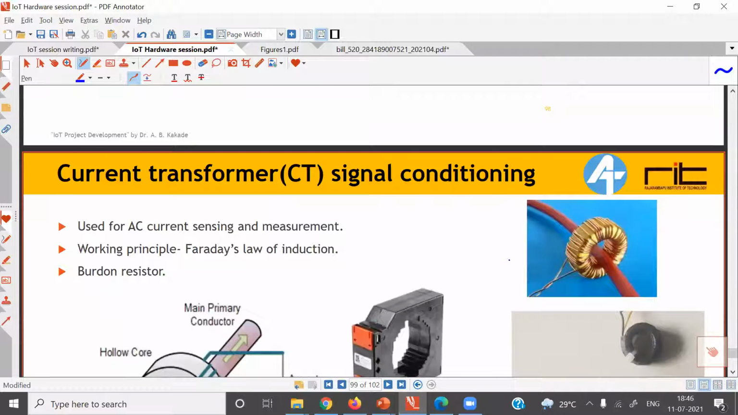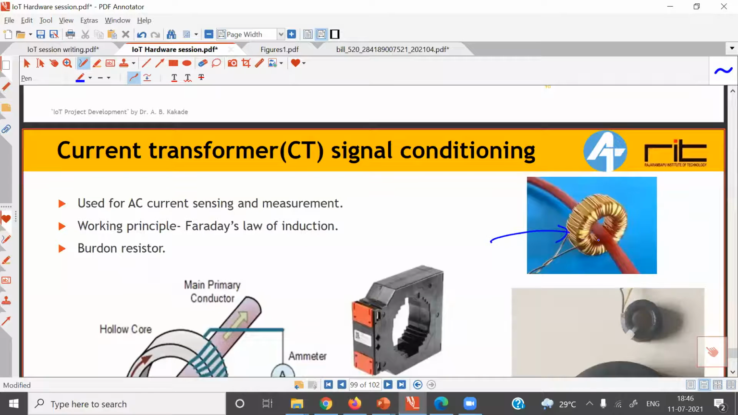Look at here, copper coil is wound on this cylindrical ferrite core, and to protect this copper, this insulation tape is wrapped in this CT, and wire is passed through here at the center of the CT.